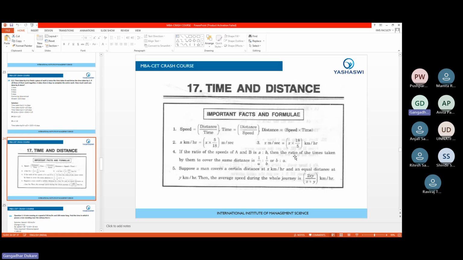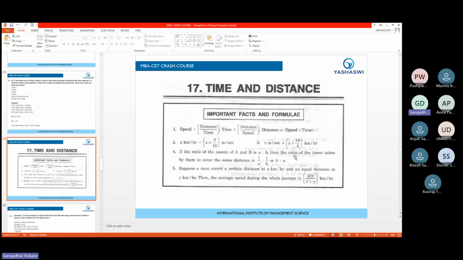In a calculation or while solving a problem, the values should be in the same measurement, either kilometer per hour or meter per second, throughout the whole question. That's why we convert the speed into meter per second, because your distance is measured in meters. If you solve the problem and convert the speed into meter per second, that is also okay.